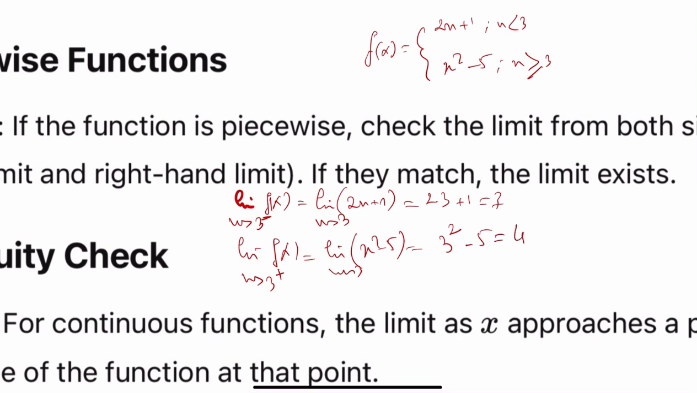The left hand limit as x approaches 3 is 7, and the right hand limit as x approaches 3 is 4. And from here we can see, as the two limits are different, not equal, we can say that the limit does not exist. And the opposite, if these two limits are equal, we can say that the limit exists, and it is that number which we find.